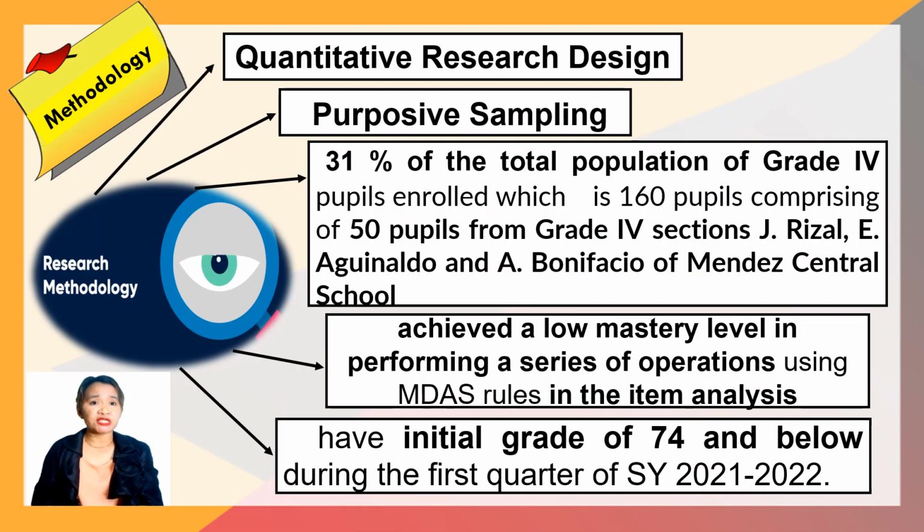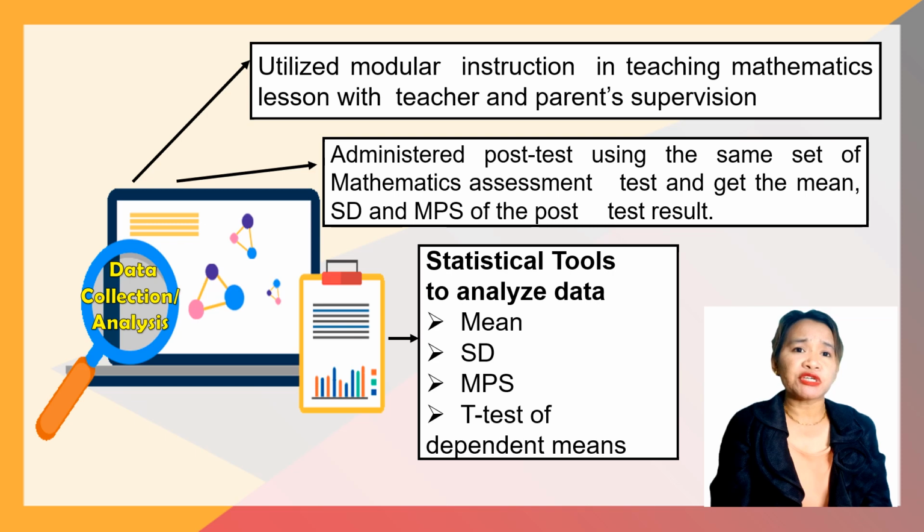Quantitative research design using purposive sampling was used. The target participants were 31% of the total population, which is 50 pupils from D. Rizal, E. Aguinaldo, and A. Bonifacio of MDAS Central School who got a low mastery level in mathematics with an initial grade of 74 and below. Participants received intervention using modular instruction focusing on the least mastered competency.